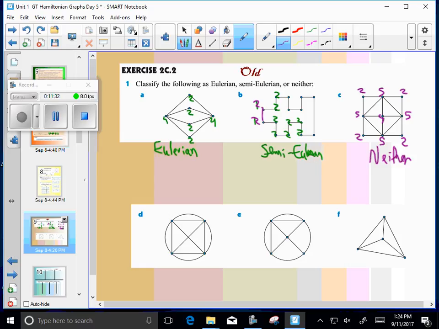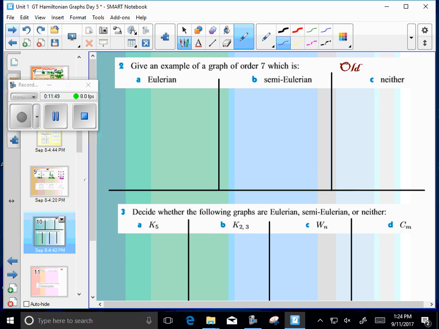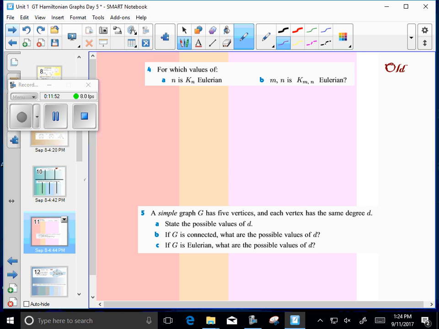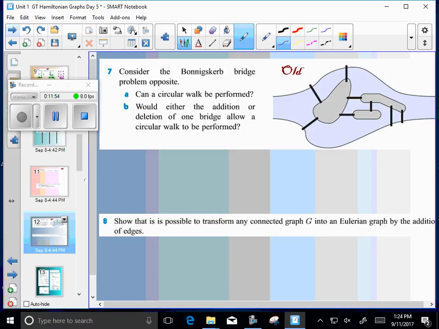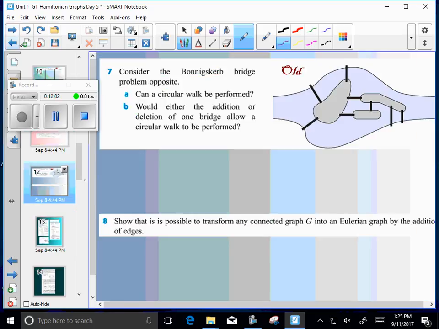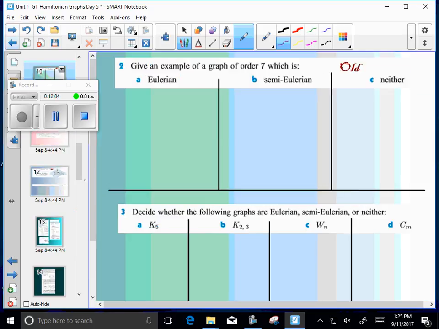Remember, you can have 2 odd degrees and be semi, but as soon as you have more than 2, it's neither. And then I'll let you try these and answer 2, 3, 4, and 5. 7 and 8 are really cool problems that kind of apply to the bridge problem. So I'll give you about 3 minutes. Go ahead and get started on those.